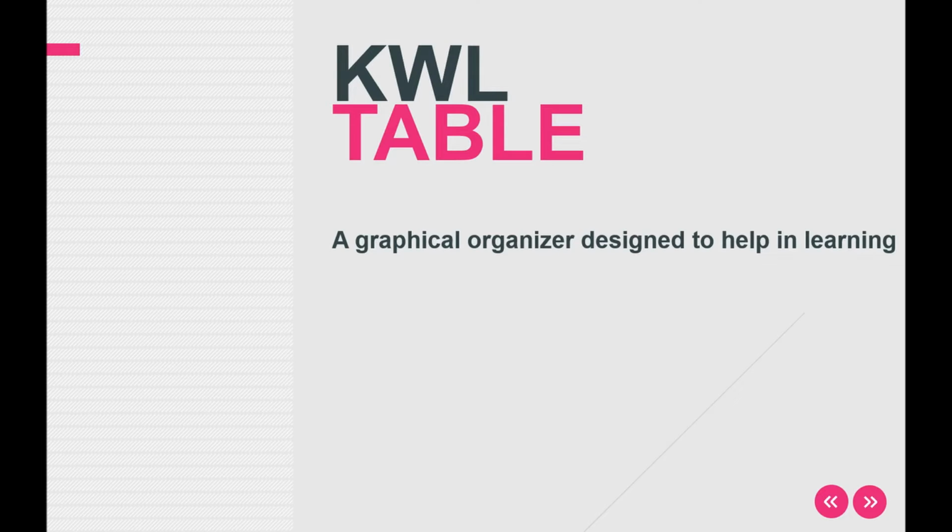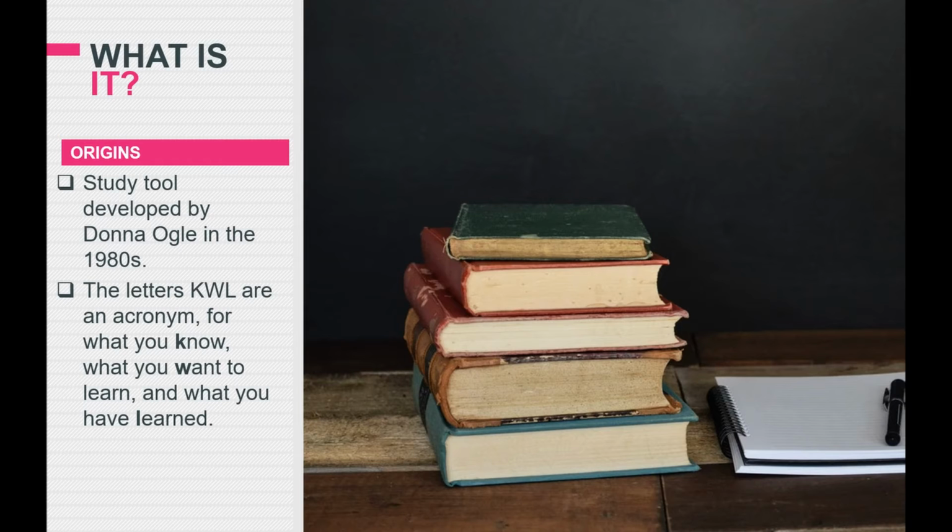I bet you're asking yourself, what's a KWL table? Well, a KWL table is a type of graphic organizer that you can use to help you in your learning, particularly when you're reading about a new subject and you want to chart the things that you know and learn more about the things you don't know. So let's dive into it.